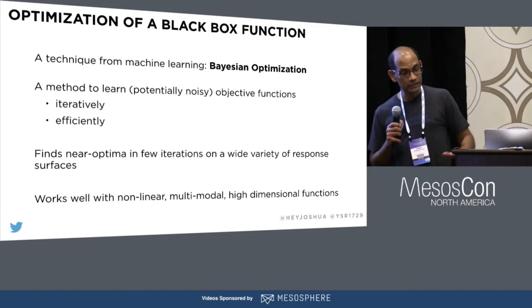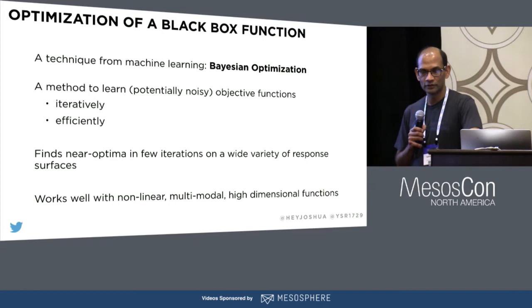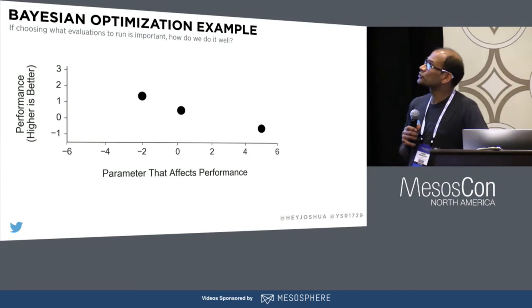And this technique works well with nonlinear, multimodal, and highly dimensional functions. So it won't get caught in local maxima. Let me walk through a quick example to show how Bayesian optimization works in practice.